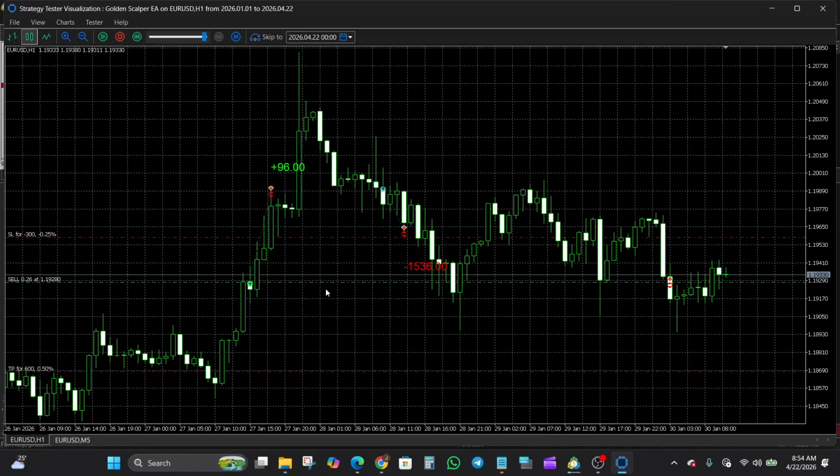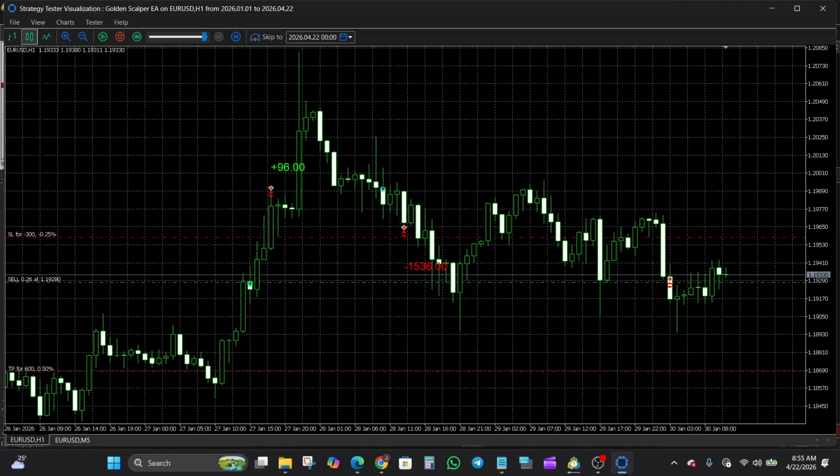You know, perhaps combined with confirmation from the moving average, even though we are not seeing the moving average visibly here. But considering the fact that the EA also uses a moving average, then we can safely assume that moving average is part of the confirmations used before executing a trade. And we can see how the results of trades are being displayed directly on the chart. Here is saying plus 96, here it's saying minus 1536, right?